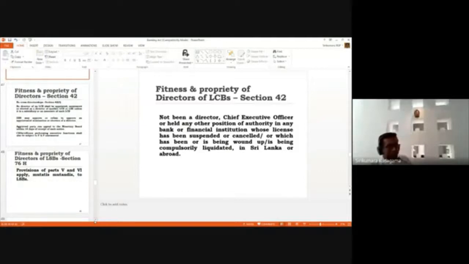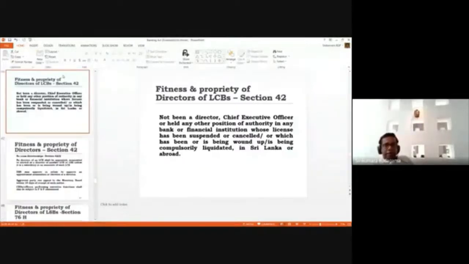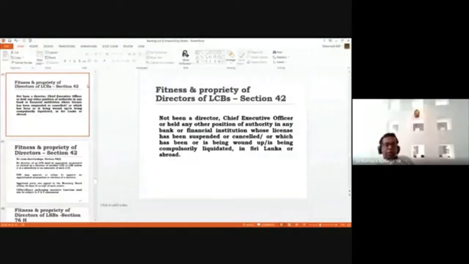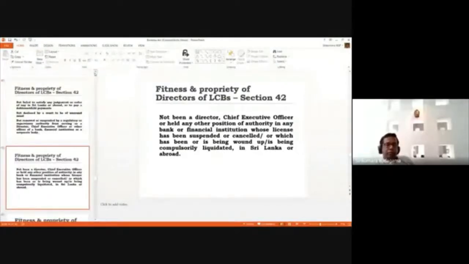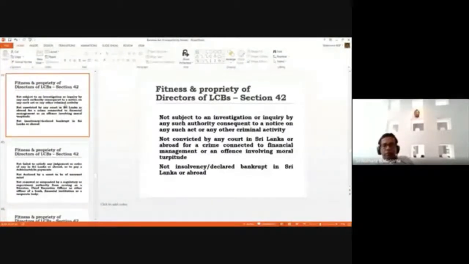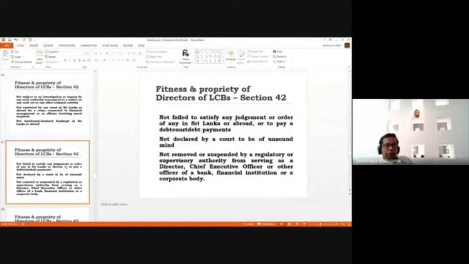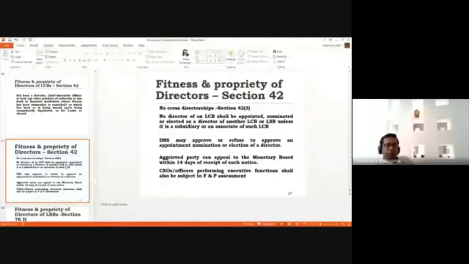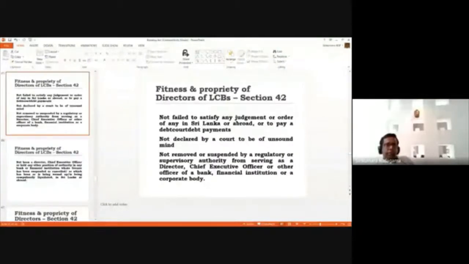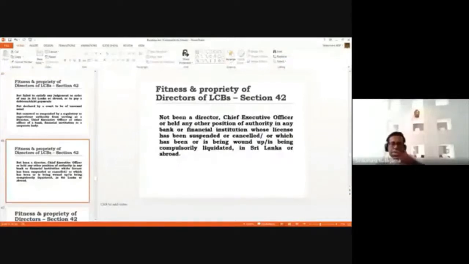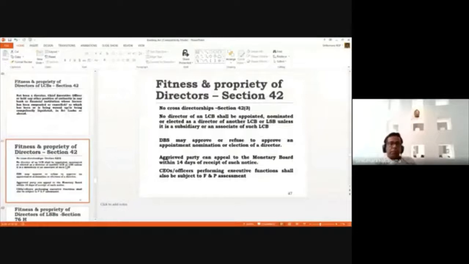Just imagine a particular director who is doing some unlawful activity within the institution, right? If you have evidence, if you have proof that he has done certain things, even if he is not coming within the specific provisions of these criteria, that person might have to be considered as not fit and proper. Right.